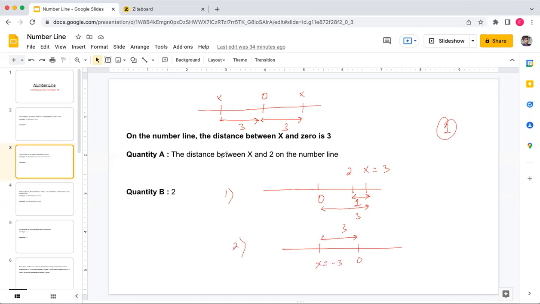And the question is asking for the distance between x and 2. So on the right side, we have 2. What is the distance between them? That will be 3 plus 2, which is equal to 5. That's why the answer to this is D.